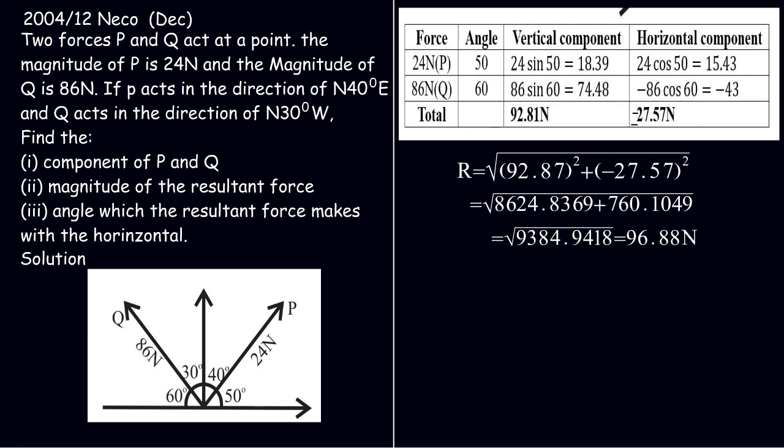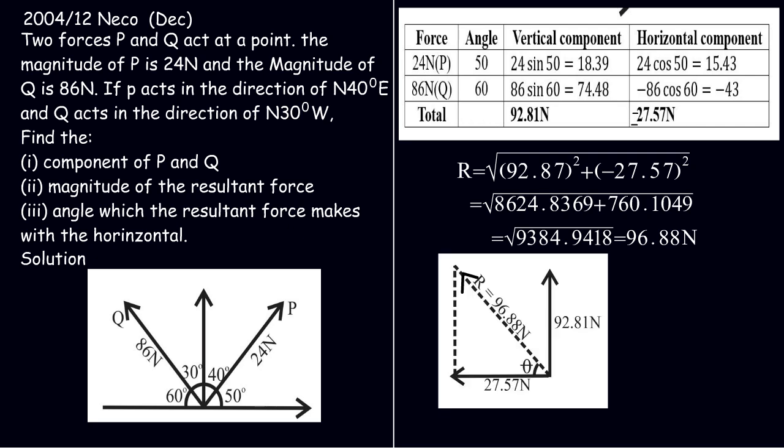For the third part of our question, that is the angle which the resultant force makes with the horizontal, we are going to be sketching our new forces, and doing so, our horizontal component will be in the negative x direction because our force is negative, and our vertical component will be in the positive y direction because our force is positive. Doing so, we get the diagram as shown on the screen.